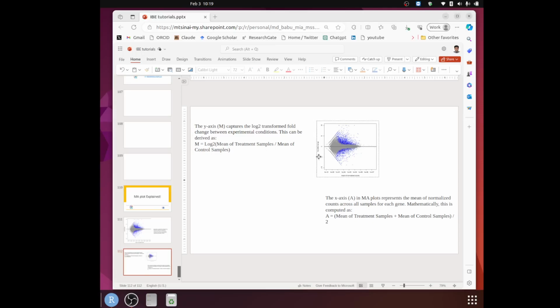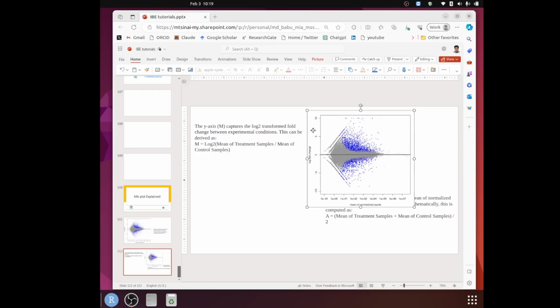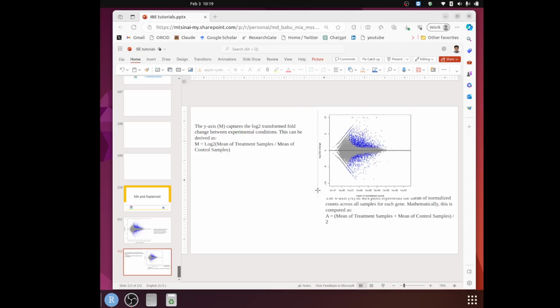So if we look at the y-axis, we see the M captures the log two transformation of fold change between experimental conditions. So if you set in the treatment condition, what has changed compared to the control in terms of the gene expression, we look at this log two fold change. It's calculated by log two of the mean of treatment samples divided by the mean of control samples.